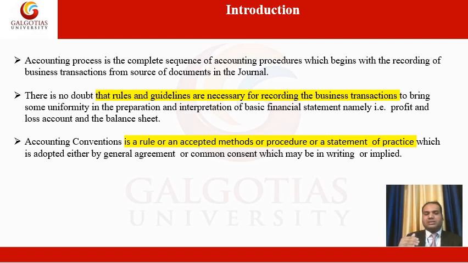Accounting convention is a rule or an accepted method or procedure or a statement of practice which is adopted either by general agreement or common consent, which may be in writing or implied.